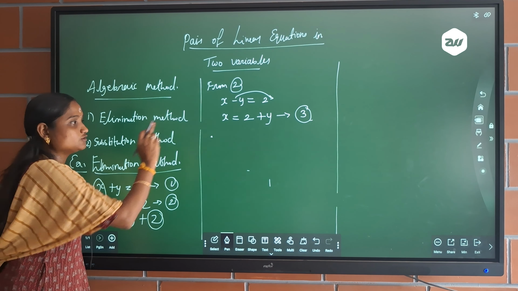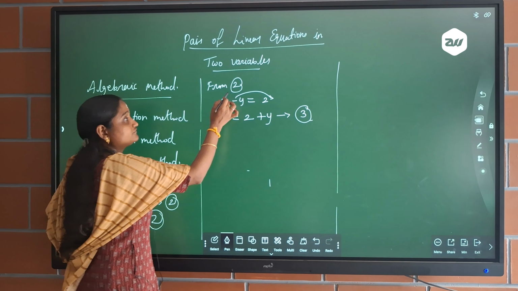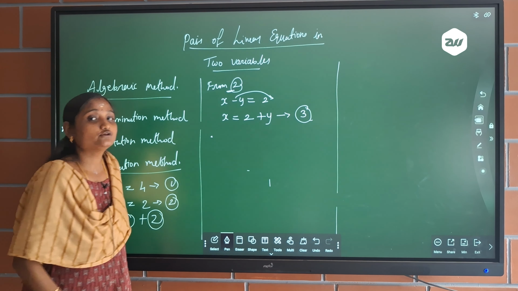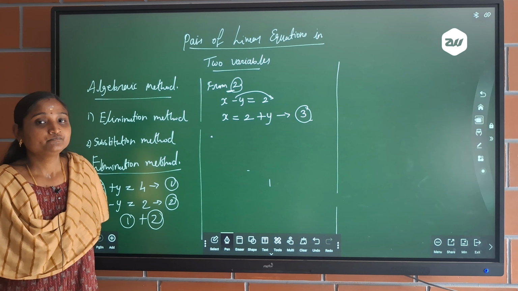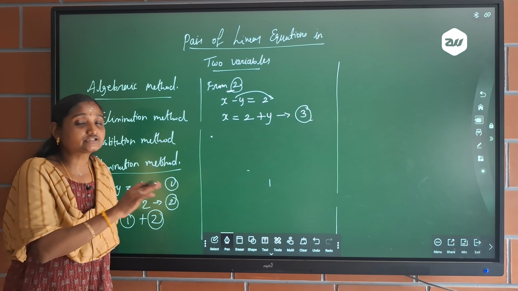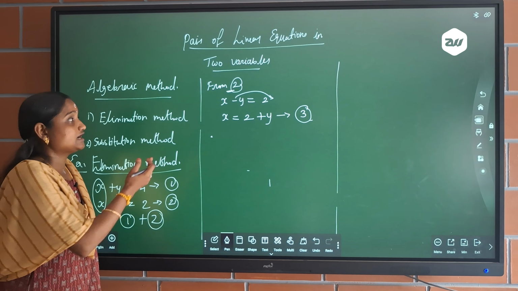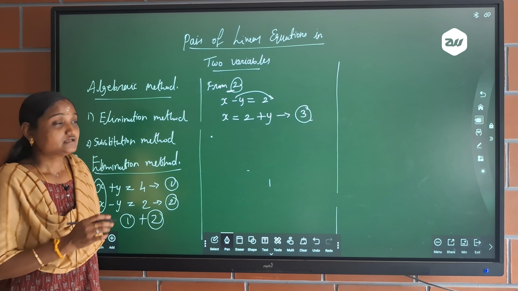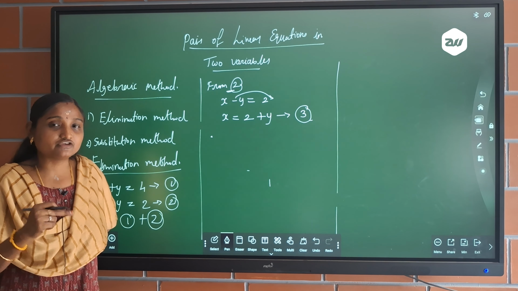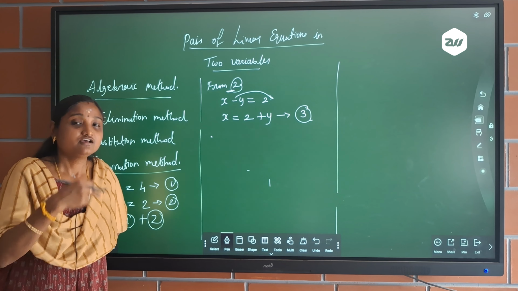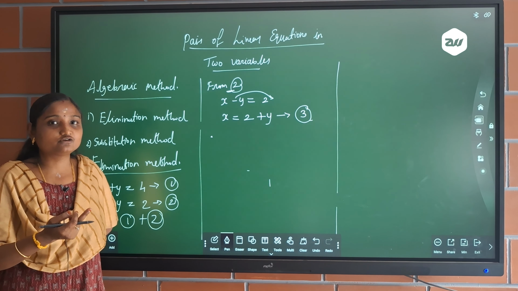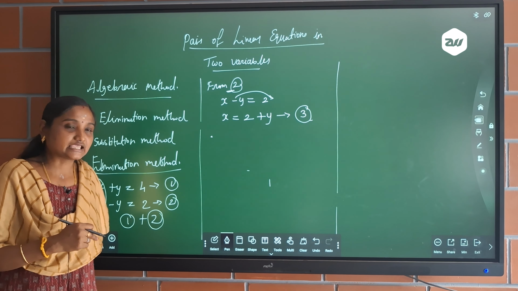So now we have found the x value from equation number 2. By using the second equation we got the x value, so we should not substitute it back into the second equation, because we will not get the answer. So we have to go for the first equation and substitute the value of x there.